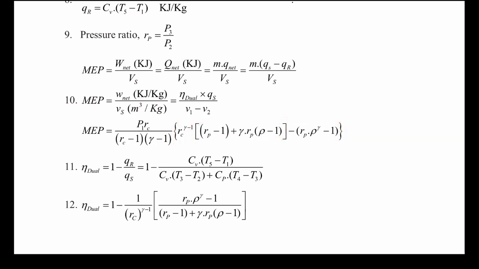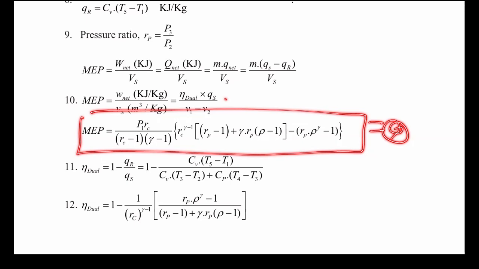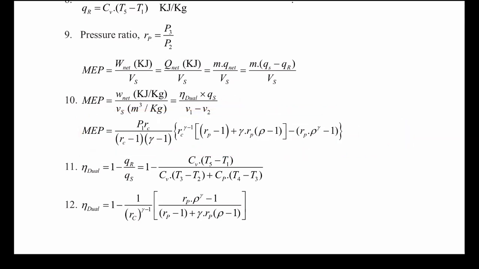So the homework part: I have solved the mean effective pressure by the earlier equation. You will be solving the mean effective pressure by this equation and see whether the answer you are getting matches the answer which we have calculated. Is it clear? So this is the end of the problem on dual cycle.